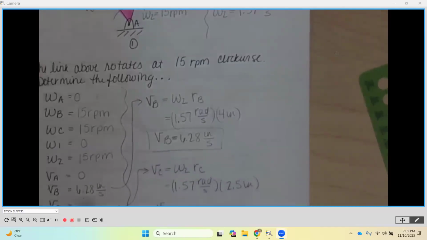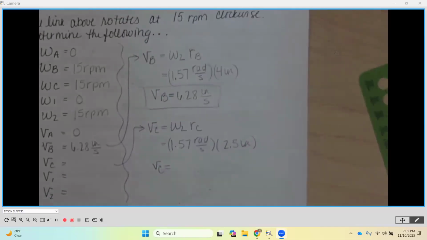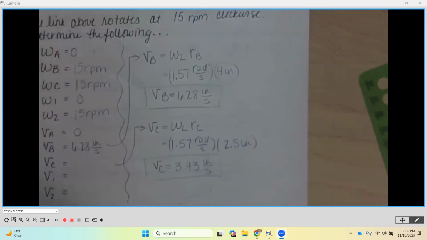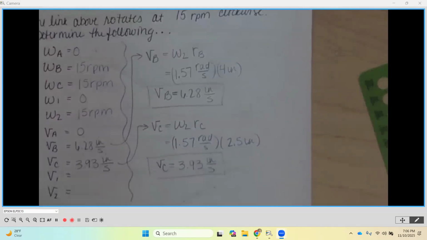My velocity at C, what do we get for this one? Say it again. 3.93, right? And it's inches per second, just like we had last time, right? Units are inches per second. Good, radians disappear. So this is going to be 3.93 inches per second. Cool. Any questions on that?